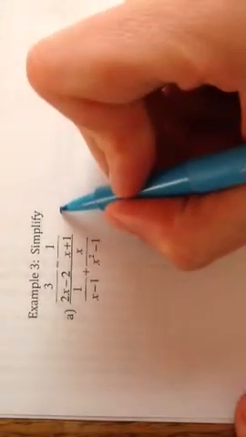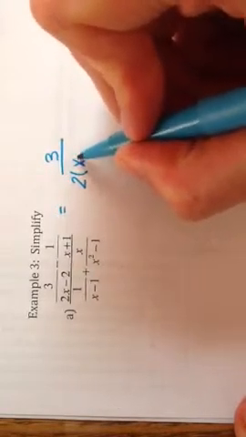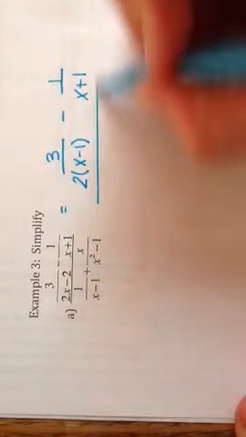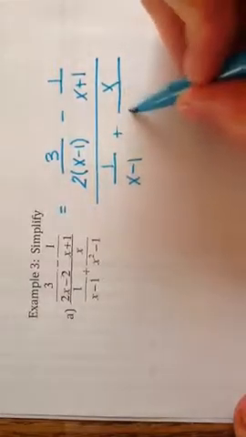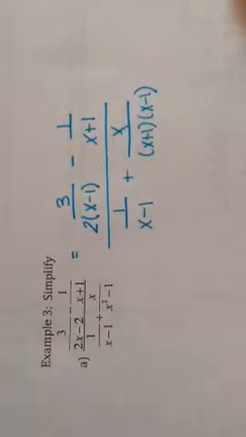Okay, so if we look at example 3. In example 3, again, we're taking that same principle, but now we're just stepping it up a little bit. So again, I would always factor first. Okay, so I have 3 over, my greatest common factor is a 2, so I'm left with an x minus 1, minus 1 over x plus 1, over 1 over x minus 1, plus x over x plus 1, x minus 1, difference of squares.